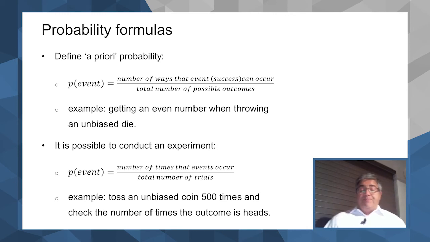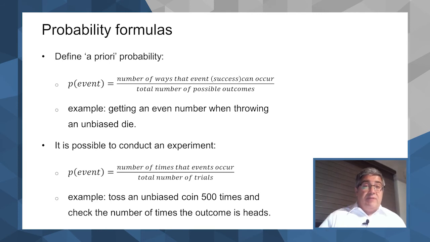So for the frequentist view, what we have is a way to determine a probability, and there are two ways to do it. One is what's called a priori probability, where we know all the different outcomes, and from that we can determine a probability even without doing anything. So there's an example there. I'm going to give you another one.